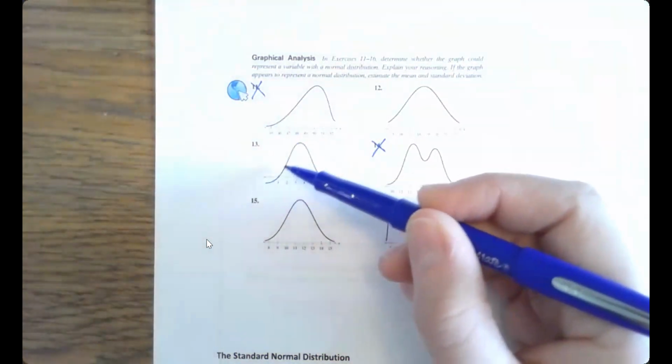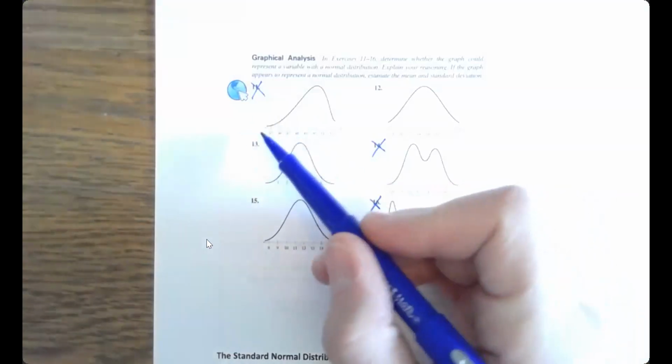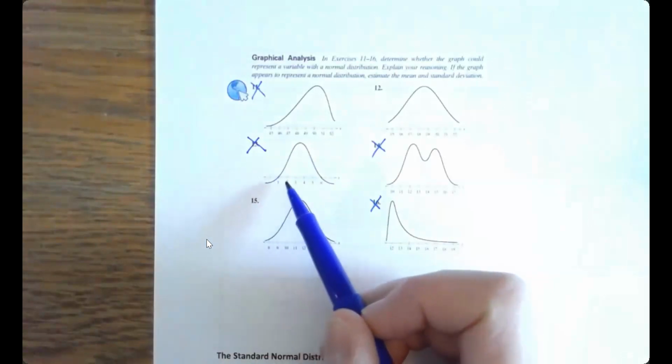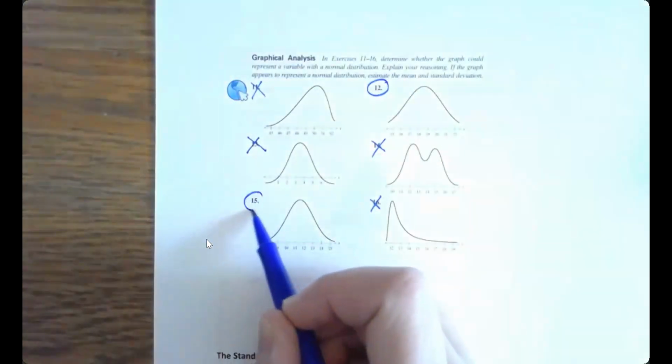Number 13, there was a problem. When we have a bell-shaped curve, we talked about how it always hovers above the x-axis, whereas this one goes below the x-axis. That is not a correct bell-shaped curve or a normal curve. So we have to get rid of this one as well. Again, because it dips below the x-axis, that should not be happening in a normal distribution. So the only two that actually look like they could be normal distributions would be 12 and 15.